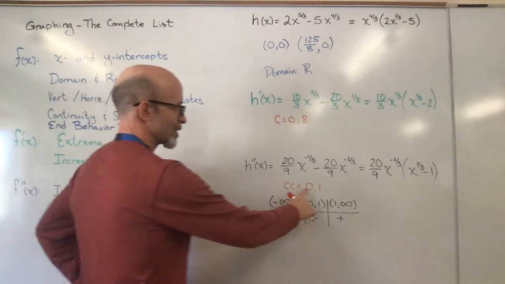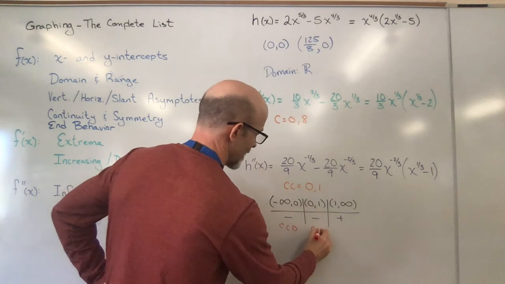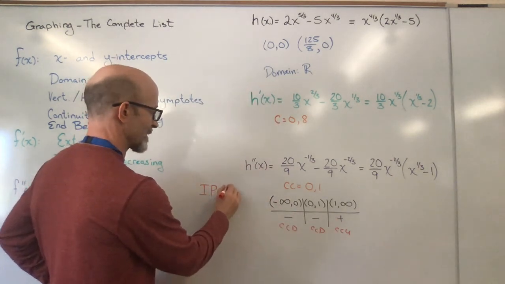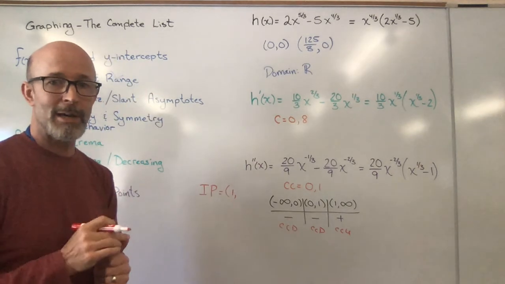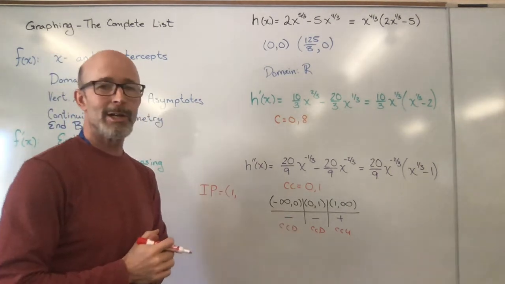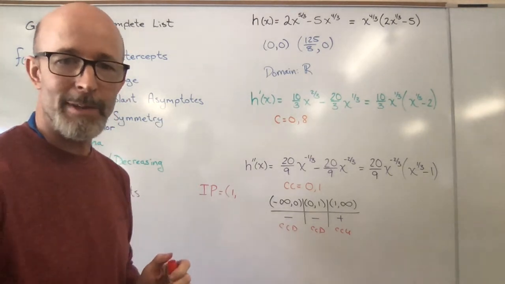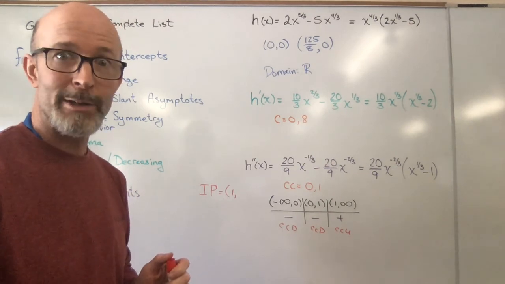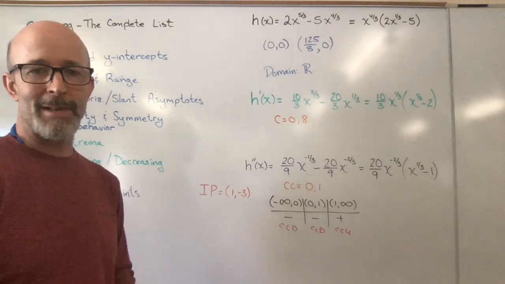However, I made a nice sign chart around 0 and 1. I got concave down, concave down, concave up. That tells me I have an inflection point right there at 1. Not at 0, but only at 1. It didn't change concavity there. And if I want to find the y-coordinate for this, I go to the original function and plug in 1. So now I know my exact inflection point.